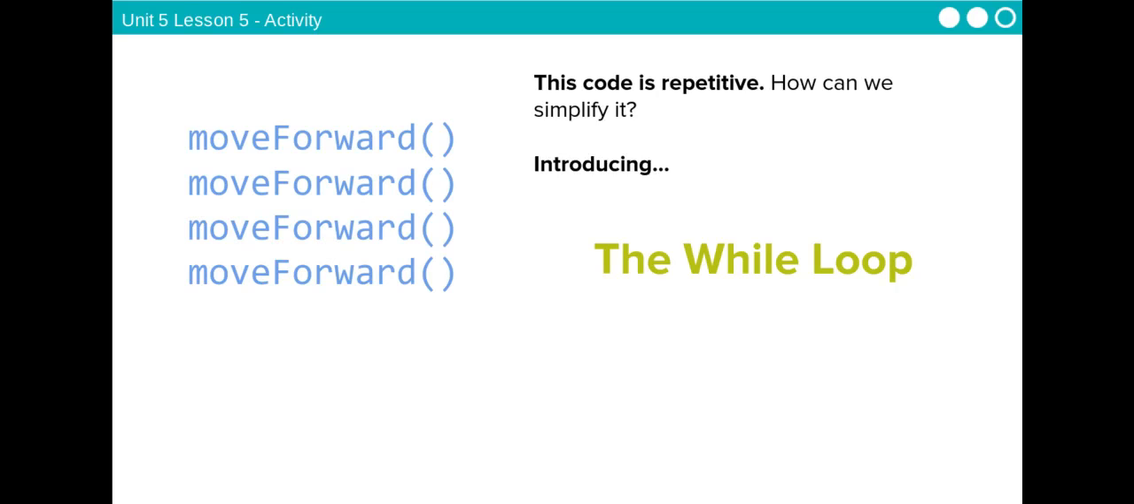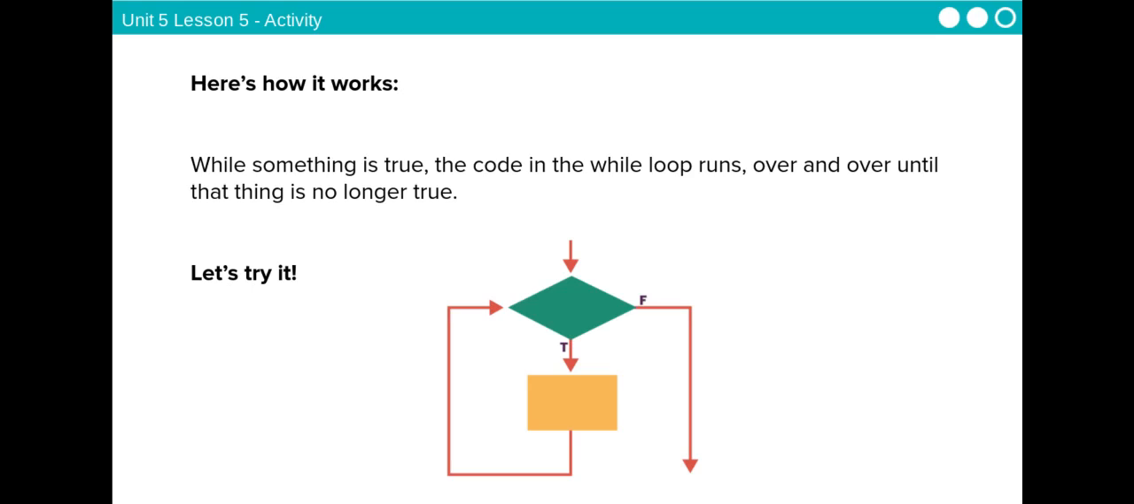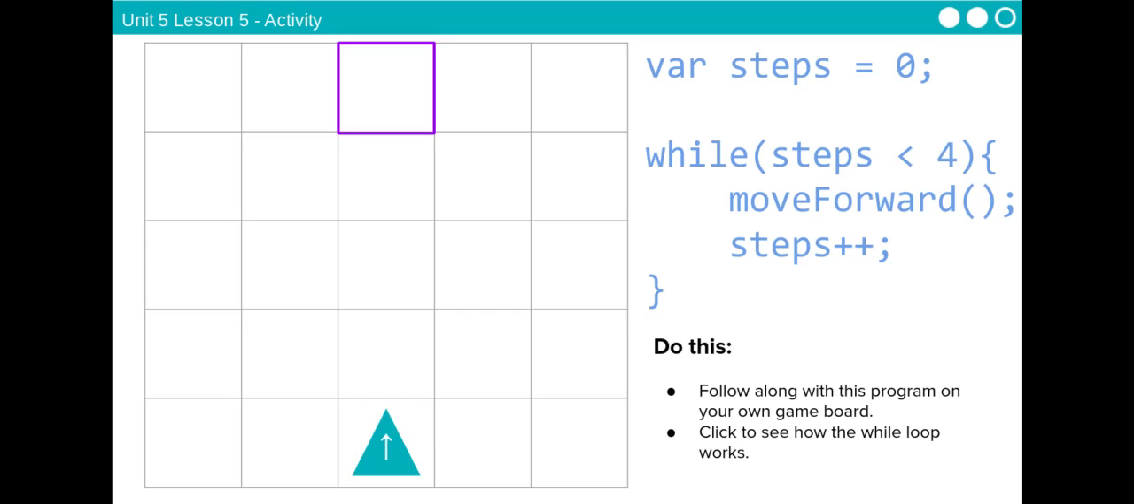This code is repetitive. How can we simplify it? By using a while loop. Here's how a while loop works. While something is true, the code in the while loop runs over and over until that thing is no longer true. Let's try it together.